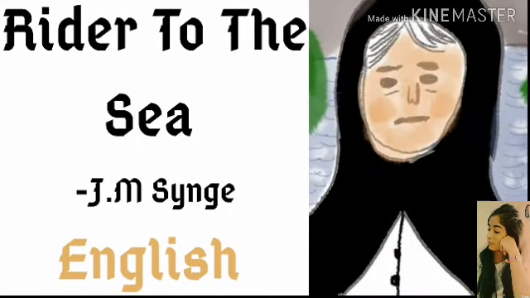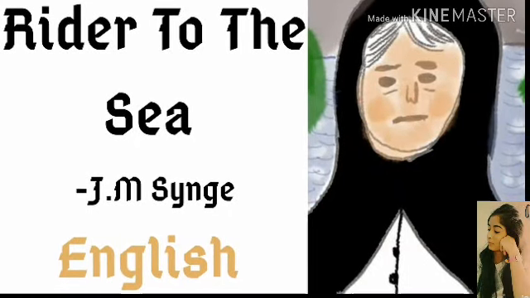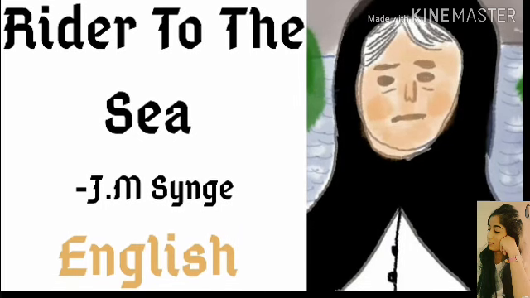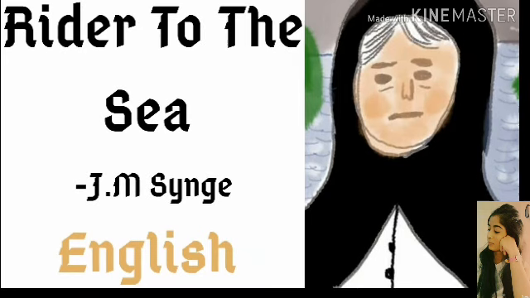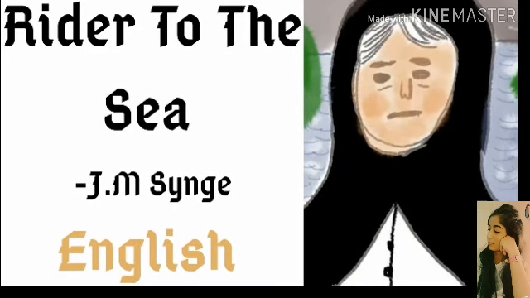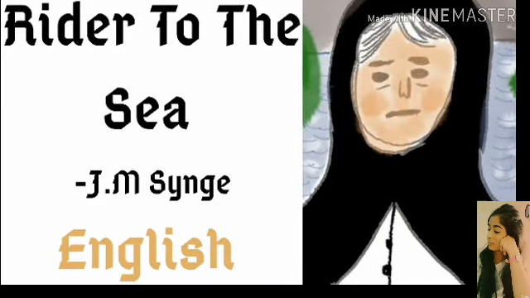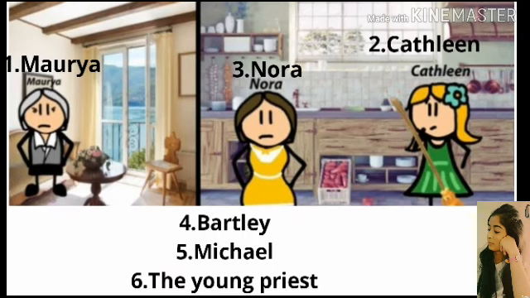And today I will be explaining to you the detailed summary of Riders to the Sea, a short play by John Millington Synge. Before jumping into the detailed summary, let us see what the characters are and how many main characters there are in the play. So mainly we have six characters.